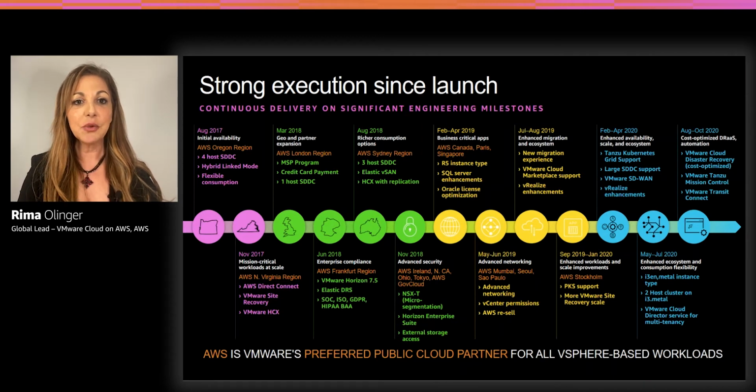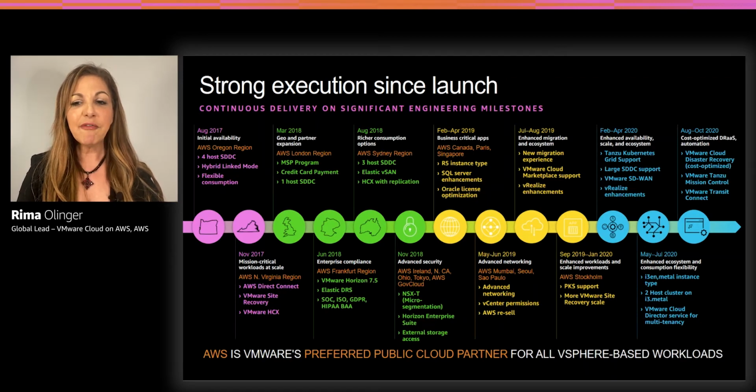Customer expansion, including enterprise and SMB customers. We also made it a priority to deliver on new services. We're up to 200 plus features since the launch. In 2020, we introduced the large SDDC support, lower node entry point, multiple instance types with the i3 Metal and the i3EN, as well as a cost-optimized DR solution and multi-tenancy. We also laid the foundation for a platform of the future where you're not only migrating your applications, but you're also modernizing them as well.